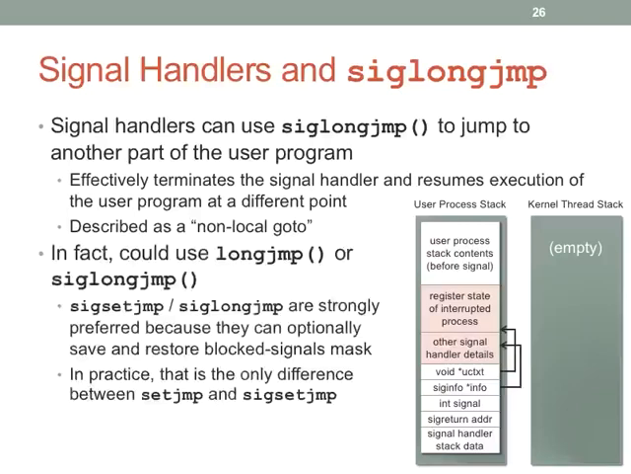Turns out that you could use longjmp or siglongjmp. siglongjmp happens to be strongly preferred because it has the ability to restore the blocked signal mask when the longjmp occurs, which often is very important if you're jumping out of a signal handler. Because remember, the signal is already blocked inside the signal handler, so if you just longjmp out, you'll never see another signal of that type until you unblock it. So siglongjmp can take care of that for you automatically.